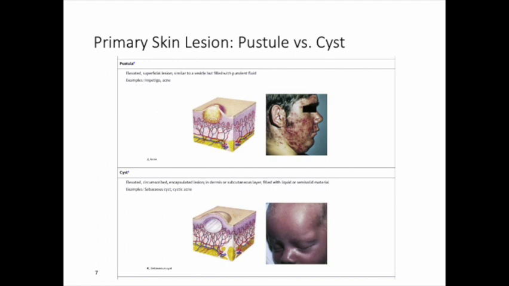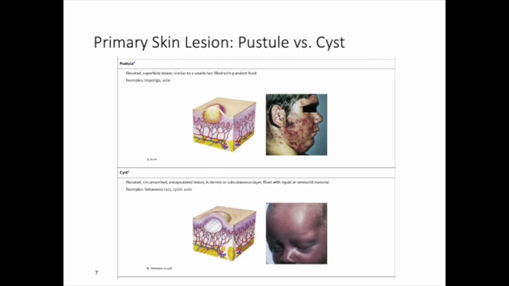We're still talking about primary skin lesions, pustules versus a cyst. A pustule is an elevated, superficial lesion. It's very similar to a vesicle, however, instead of serous fluid, it's filled with purulent fluid. Pus is made of leukocytes and a thin fluid called liquor puris, and this is what is typically found in a pustule. Versus a cyst is also elevated, it's circumscribed, and it's encapsulated.